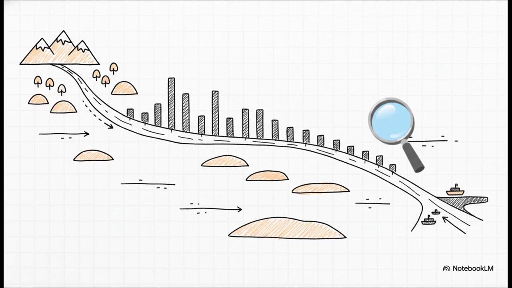Okay, so to get our bearings, we need a map. And for a river, the best map is something called its long profile. Just imagine you could graph the river's altitude from its starting point, its source, all the way to its end, the mouth. You'd get this classic curve, super steep at the beginning, and then it gradually flattens out. This curve, this is our roadmap for the entire journey.